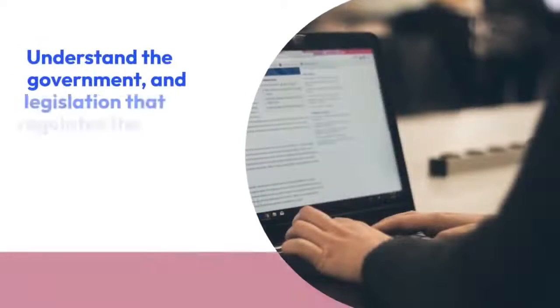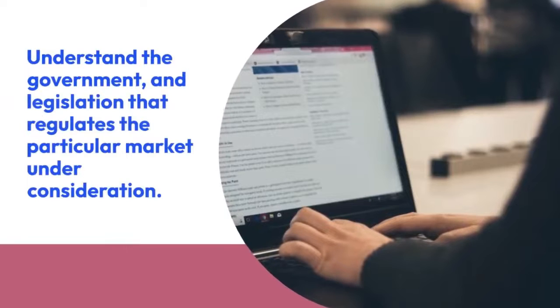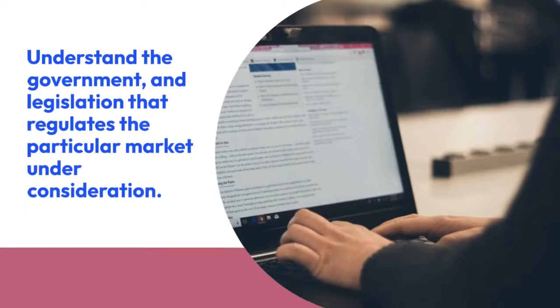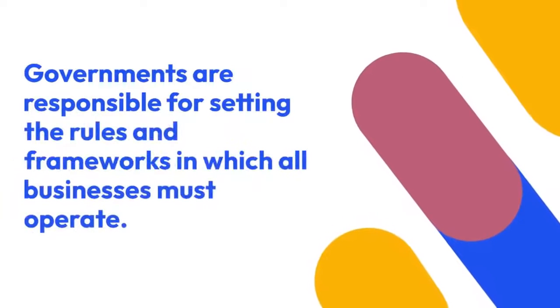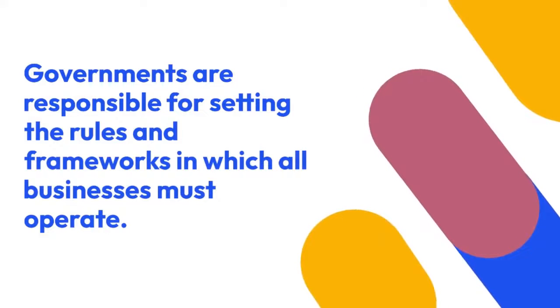Another key factor to operating in any business market is to ensure we understand the government and legislation that regulates the particular market under consideration. Governments are responsible for setting the rules and frameworks in which all businesses must operate, and our research data should include information on the relevant government factors. These should include any trends and developments relating to taxation policies, establishment or expansion costs for the business activity, and details of any permits, bylaws, and levies that may apply. Our data may also highlight trends or developments in government spending that could relate to our business activity.